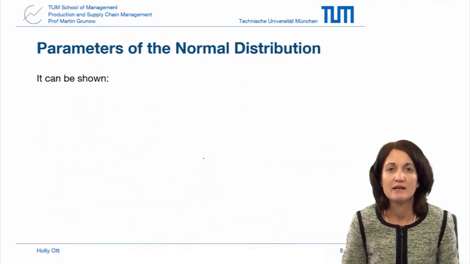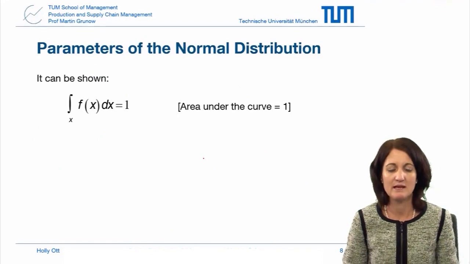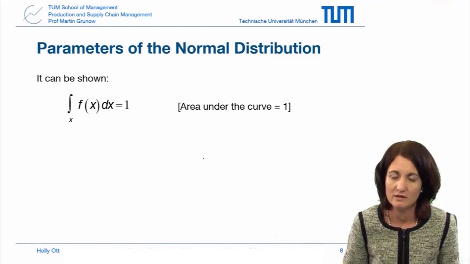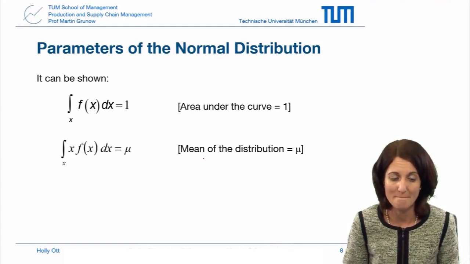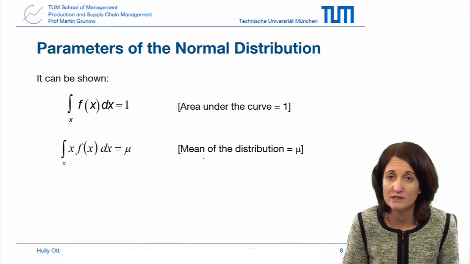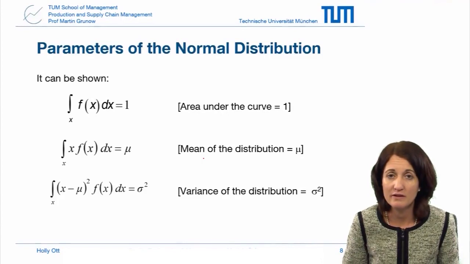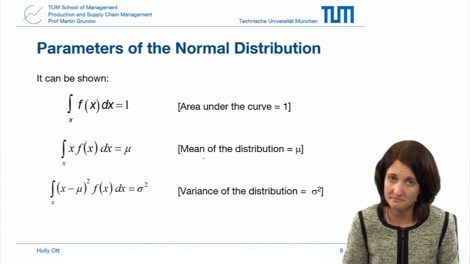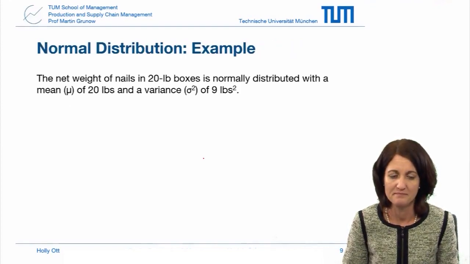So, again, just as a reminder, we looked last time that the integral over the normal function for the normal distribution over all values of x is equal to 1. The mean, or the weighted average of the distribution, is the mean, and the variance is the weighted average of the squared deviations of the values of the variable from its mean. So we looked at that last time.